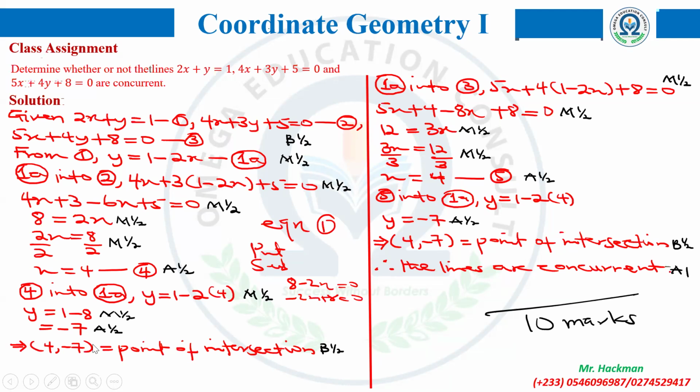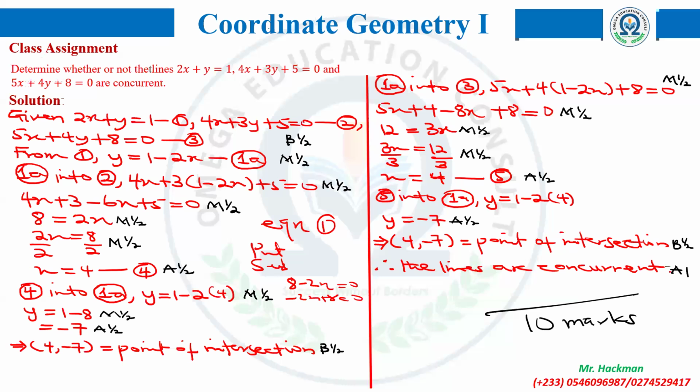Because this is a point of intersection of these two, it means if you substitute the two values here, this must be true. If it is not true, then the lines are not concurrent. Do you get my point? Am I in line with you? Yes, please. Okay, so it is allowed, but I would advise, subjective-wise, don't deal with it that way.